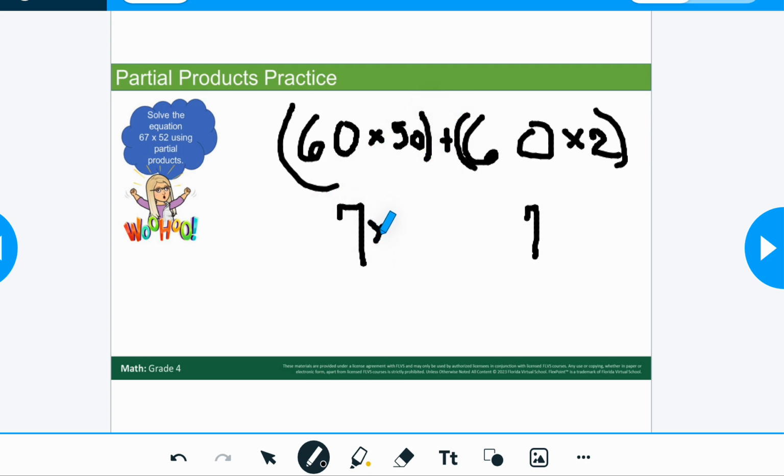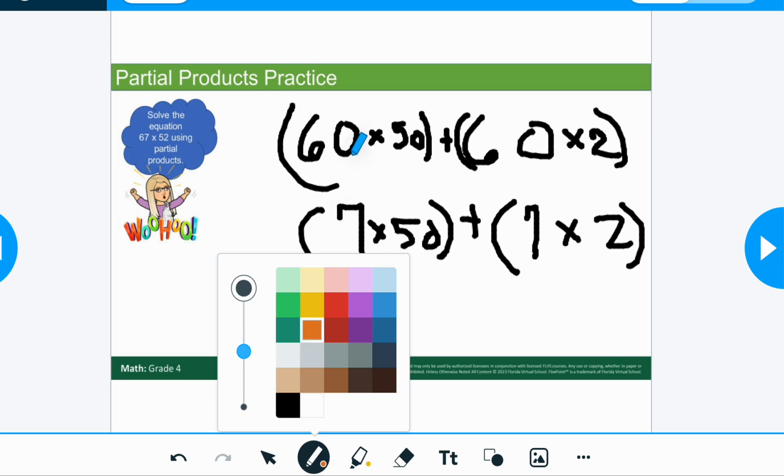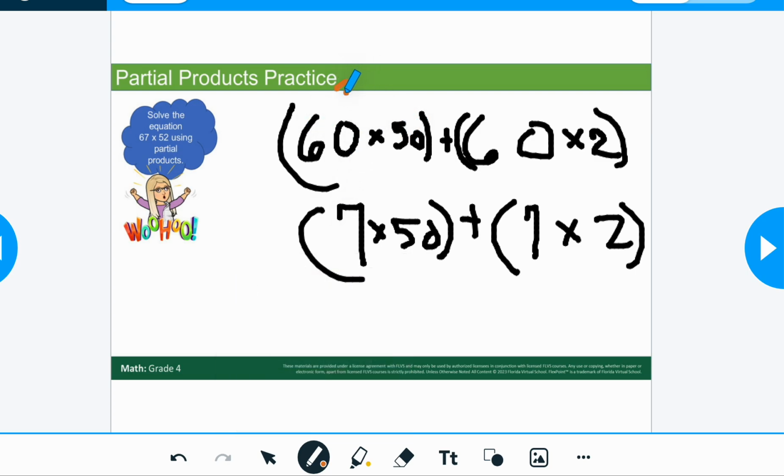Then I'm going to take 7 times 50 plus 7 times 2. So up above, I'm going to get 6 times 5 is 30 with 2 place value holders there because I have 1, 2. 6 times 2 is 12 plus another place value holder right there. 7 times 5, I'm going to get 350. Then I have 7 times 2 is 14. So I know I have lots of different options when I get ready to solve these problems.